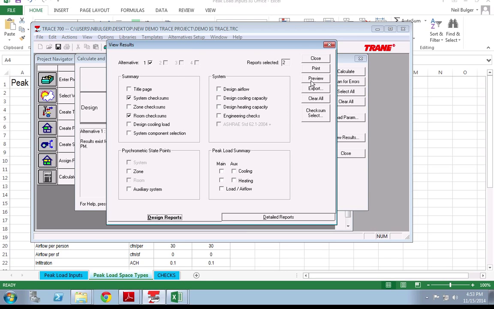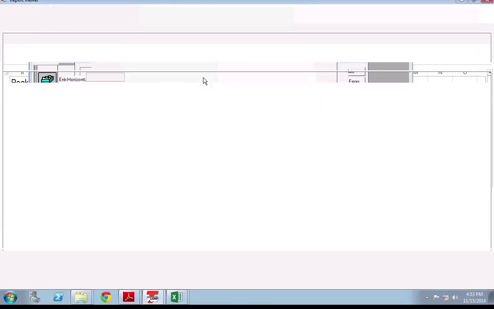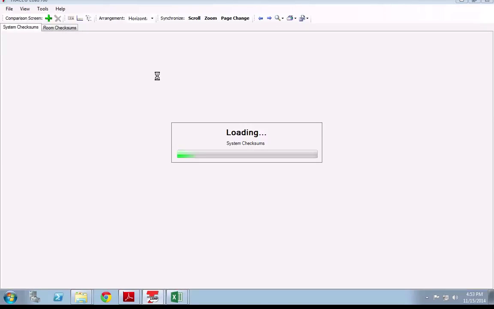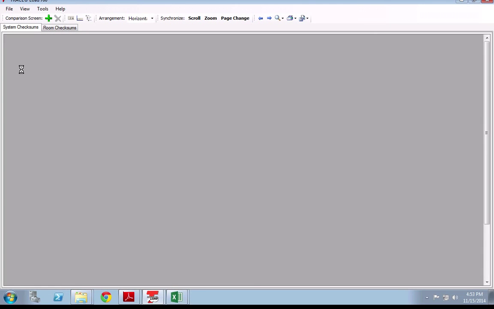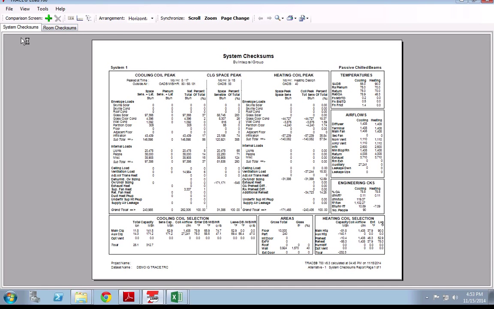So I checked those two. I'm just going to hit preview action. I'm not going to hit print. I haven't decided I actually want to save these. So it's going to load them up. At the top you see two tabs. System checksum is here. I only have one system, so there is no list.